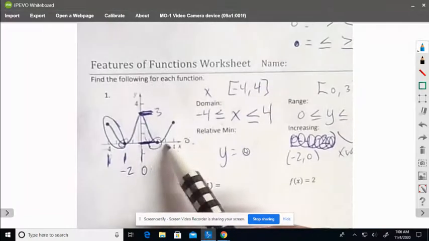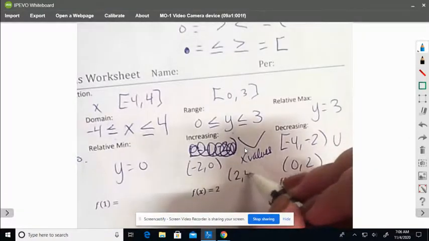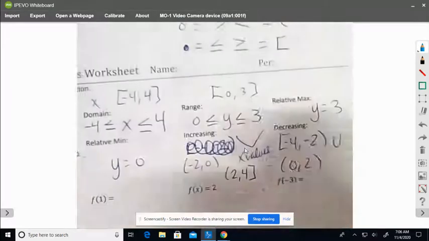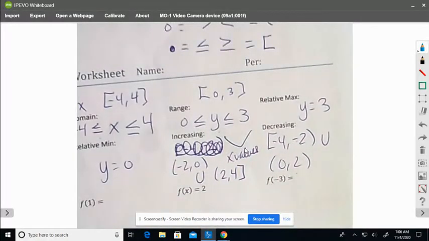Now we have our last increasing. Okay, it goes from 2 to 4. And my 4 can have a bracket because there's no turning point there, but my 2 is turning. Okay. And once again, I can put that little u just to say that they're both included in the increasing.